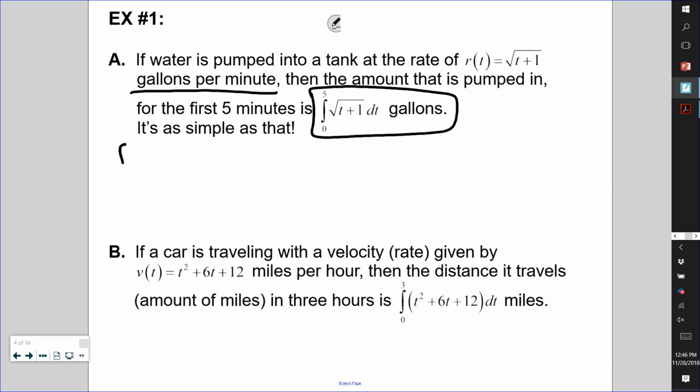Let's go ahead and do this integral. How should I rewrite it when I go to this? How should I rewrite square root of t plus 1?